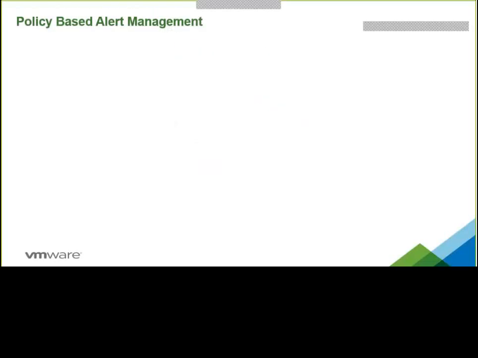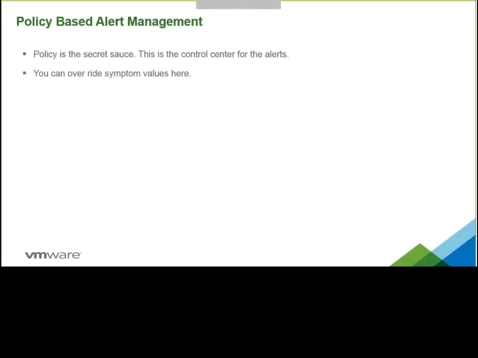And on that, let's see what policy can do for you from an alert management perspective. It's the secret sauce. This is the control center for all the alerts. It's actually the control center for everything in your VROps infrastructure. So it's important that you understand and know policies. You can override symptom values here. So if you have a situation where for a specific set of virtual machines you want to override a symptom and say, oh no, 50% usage is fine, for this set of virtual machines in this group, I want 75% usage to be when I get alerted, you can do that within the policy.